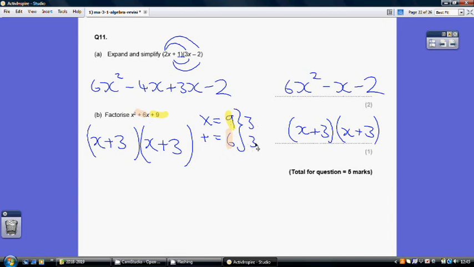Well, that's 3 and 3. Because 3 times 3 is 9, and 3 add 3 is 6. So our magic numbers are 3 and 3. So our factorised answer is x plus 3 in the first bracket and x plus 3 in the second bracket.